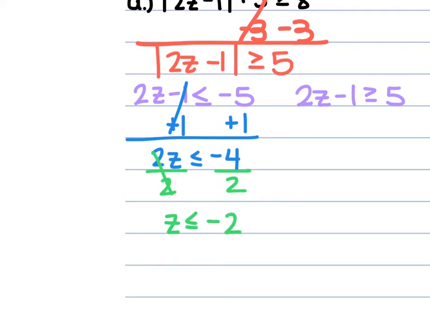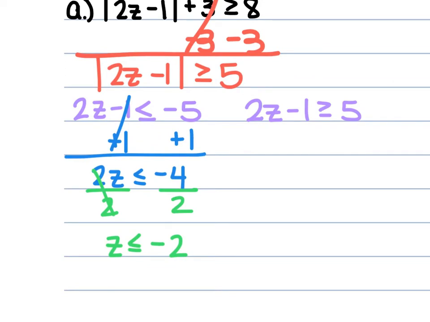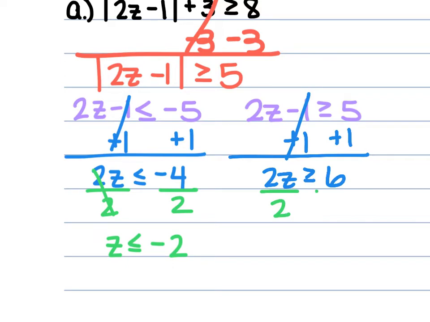to negative 2. If I look at the one on the right, the 2z minus 1 is greater than or equal to 5. Add the 1 to both sides. We're going to have 2z is greater than or equal to 6. And then divide each side by 2 to get z is greater than or equal to 3.